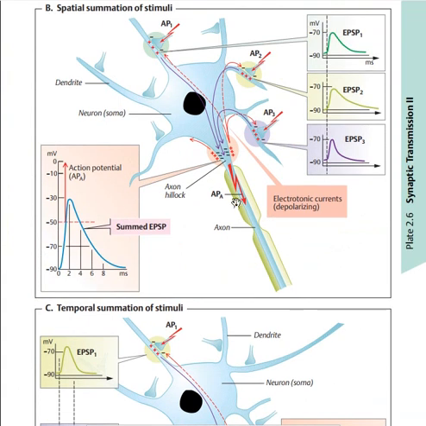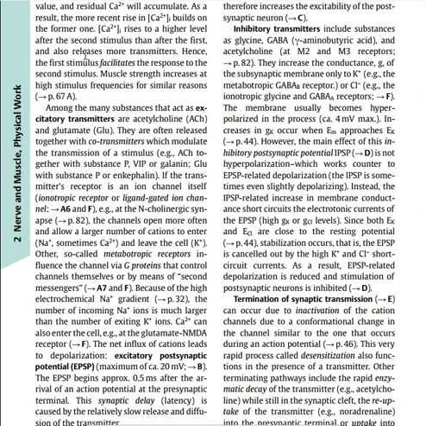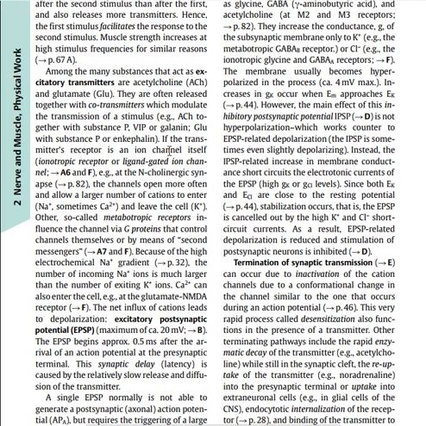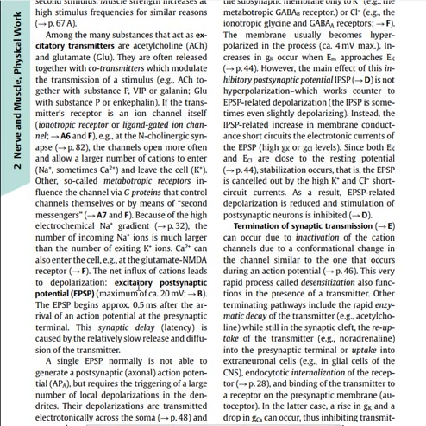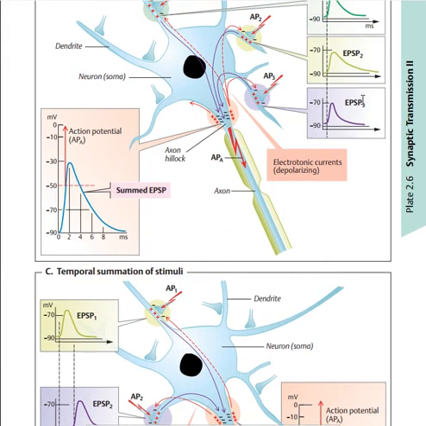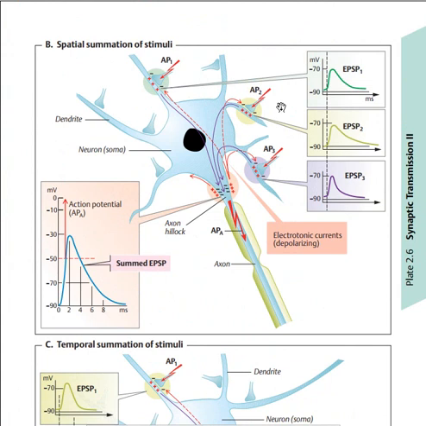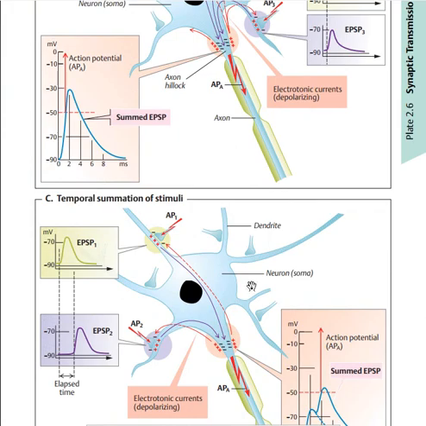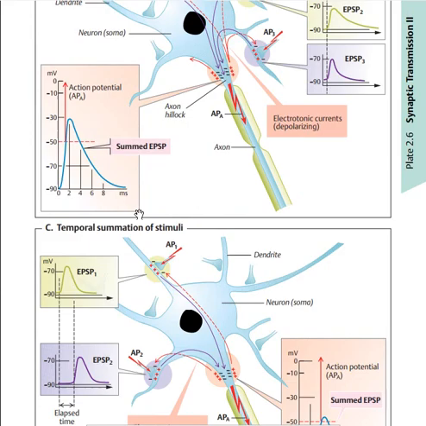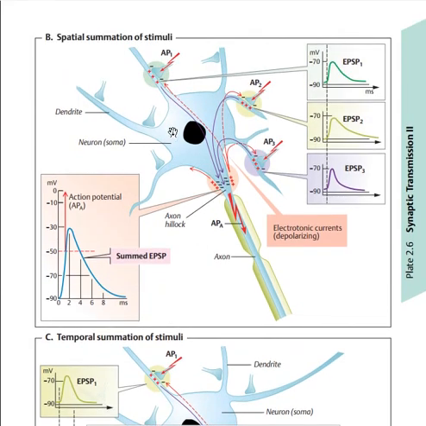So now let's visualize what is called spatial summation and what is called temporal summation. So before that, let's visualize this name. This name is excitatory postsynaptic potential. The EPSP is excitatory postsynaptic potential. So now this first diagram is going to represent what is called a spatial summation, and this next diagram represents what is called a temporal summation of the stimuli.